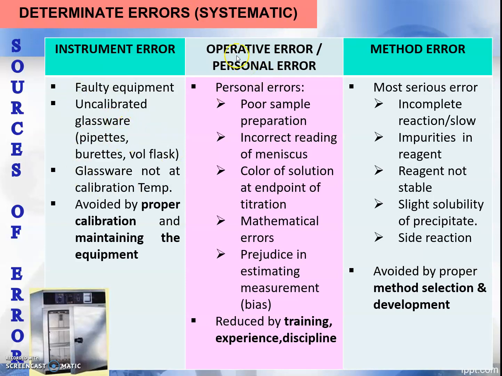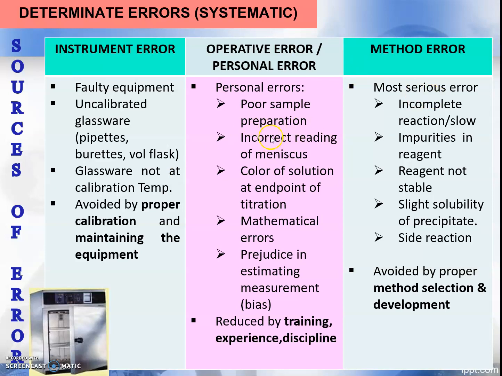For operative or personnel error, it comes from the person who conducts the experiment, the people who run the experiment in the lab. For example, in sample preparation, the sample is weighed wrongly or put in wrongly. That one comes from the person.